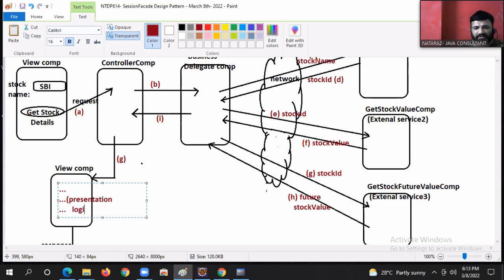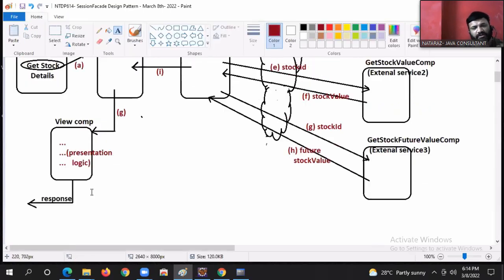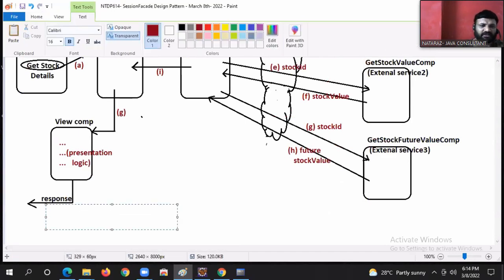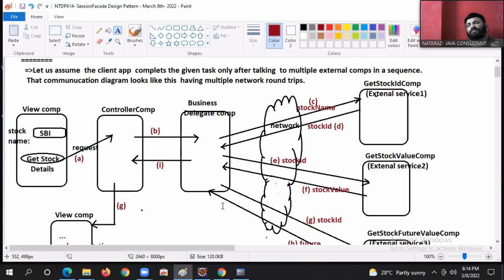Presentation logic. Super. The response goes to the browser. Sir, everything looks perfect, no? Where is the problem? I am not finding any problem.